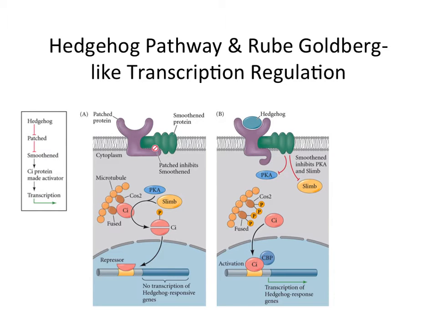What PKA and Slimb normally do, the next step in the Rube Goldberg machine, in normal situations where there is no Hedgehog, on the left side here, PKA and Slimb take this protein called Cubitus interruptus, call it CI, and they stick a phosphate group on it. That's all they do. Once that phosphate group is on CI, it gets cut in half by Slimb. And then what does that bottom part of the CI protein do?